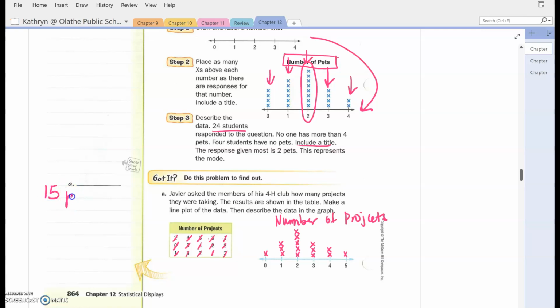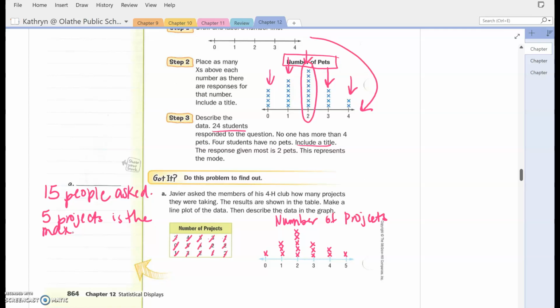15 people were surveyed or asked. Okay, I'm just going to write ask because it's shorter. I don't have a lot of room. From that, we also learned that no one is taking any more than 5 projects. 5 projects is the maximum number. So we could say 5 projects is the max.